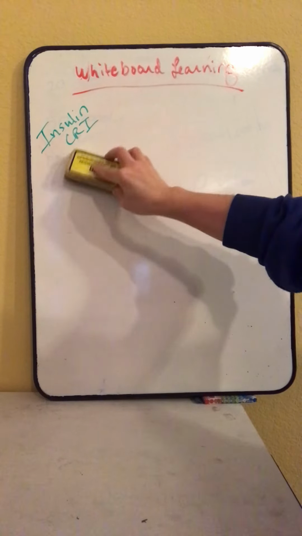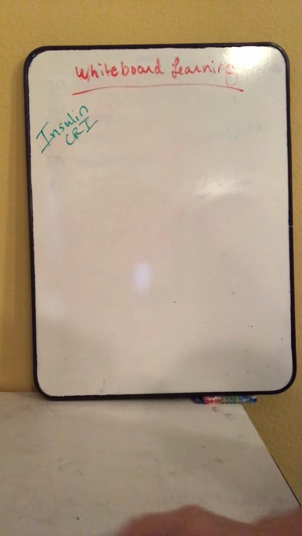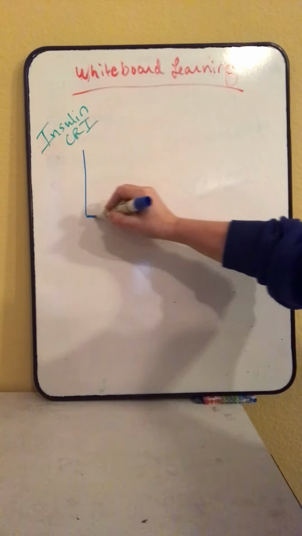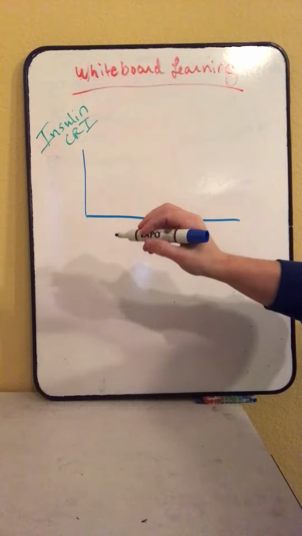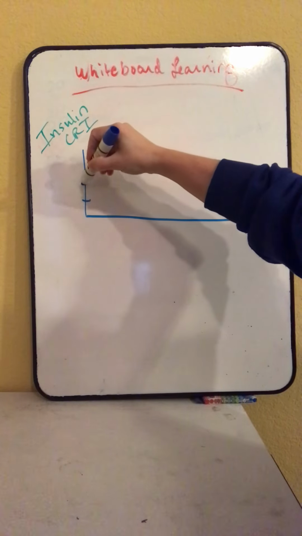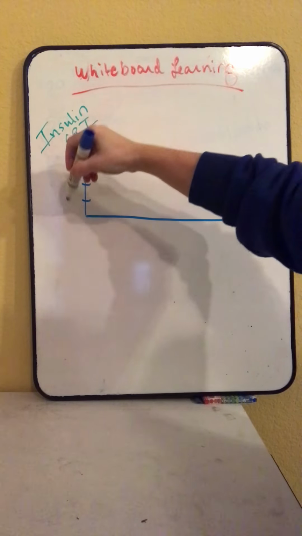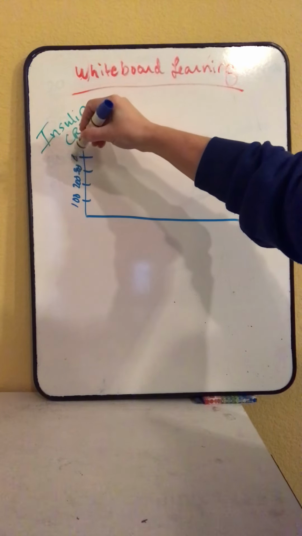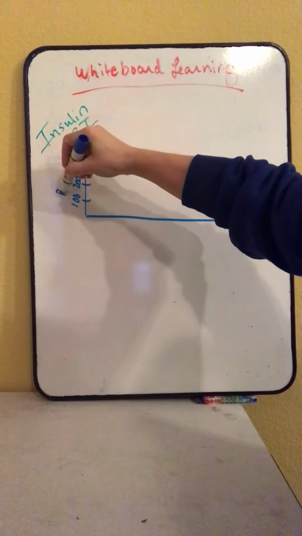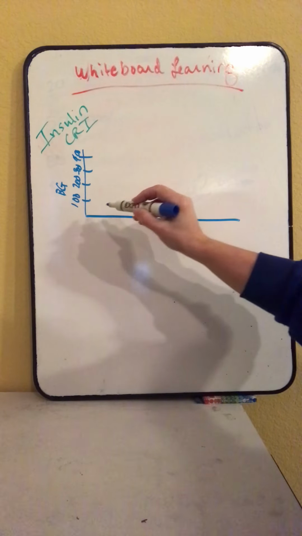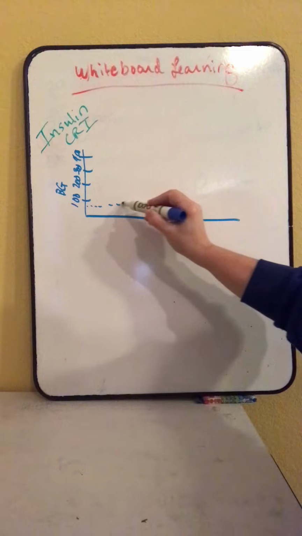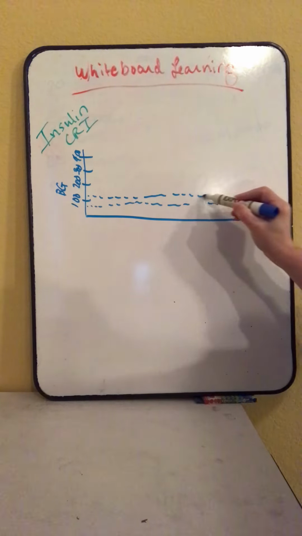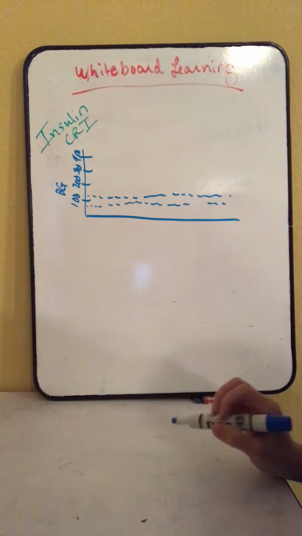So the insulin CRI tries to do what the intermittent injections do, but on a more static, steady basis. So here's your sugar, and here is the blood sugar, BG, blood glucose. And normal is about here to about here, 80 to 120, right? So a diabetic is usually up at about 300.